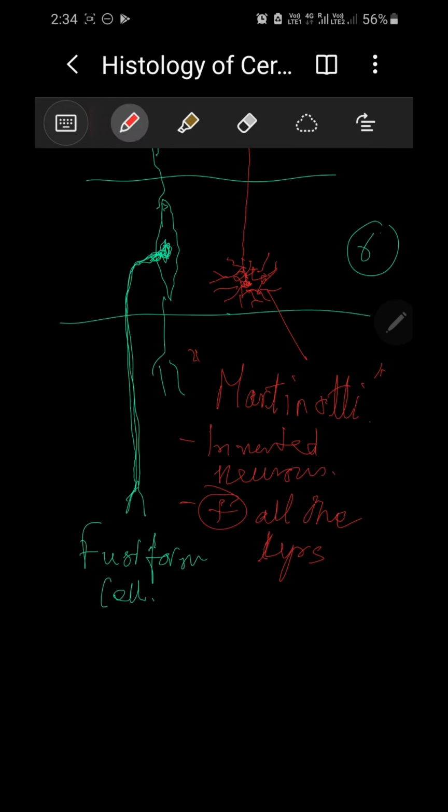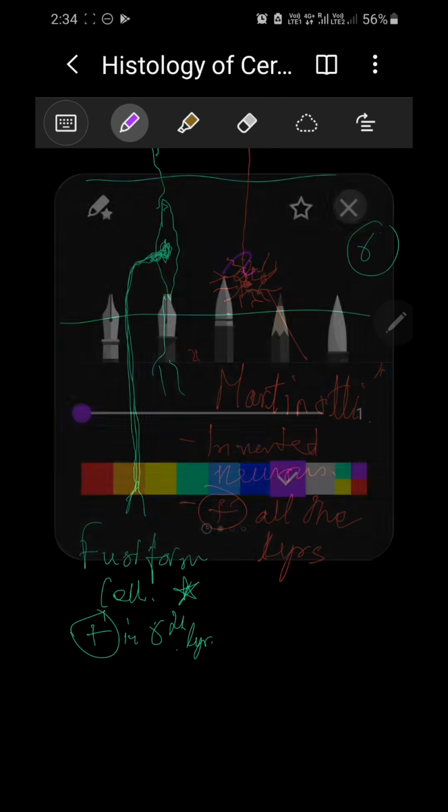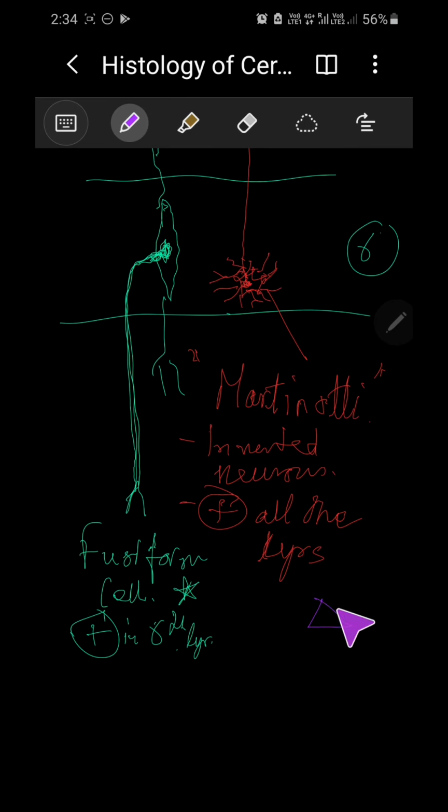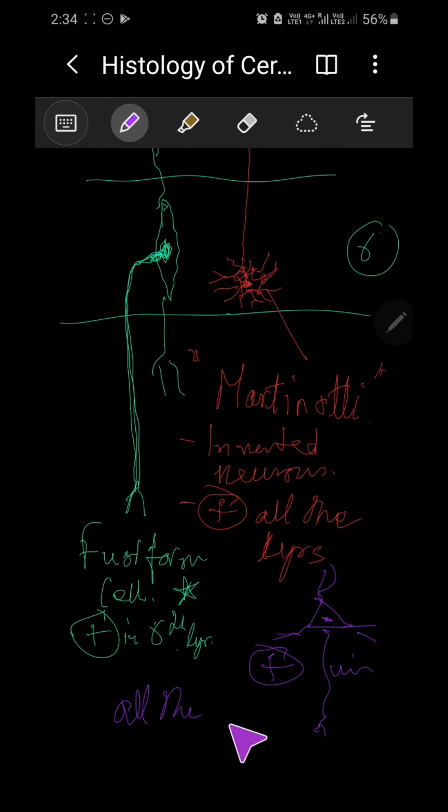Because here I am writing about their presence, these fusiform cells are peculiar, present in the sixth layer. These are present in the sixth layer, while pyramidal cells, don't get confused, so I am writing it again, that pyramidal cells are present in all the layers except the sixth layer.